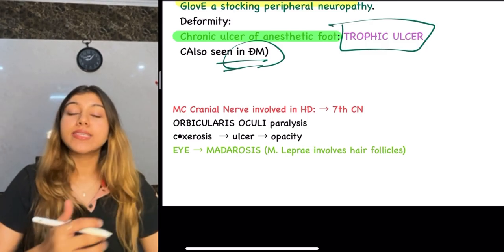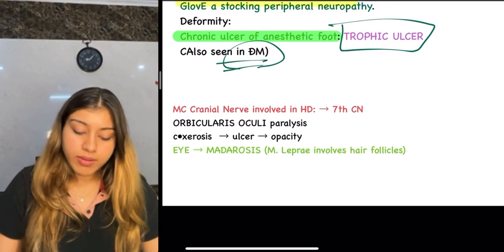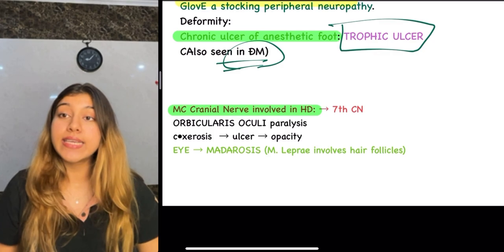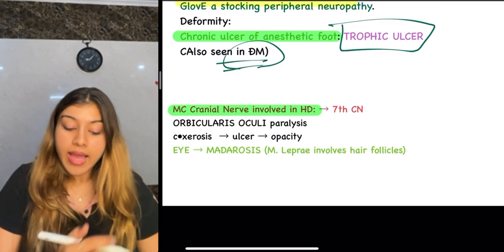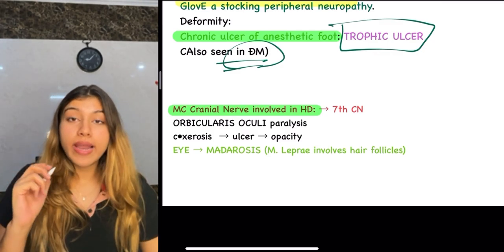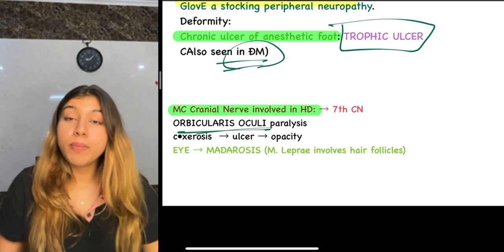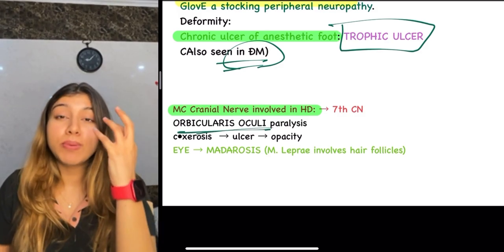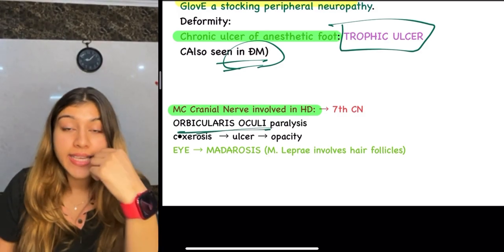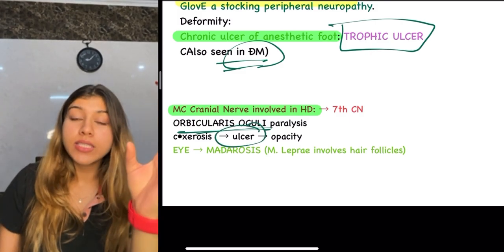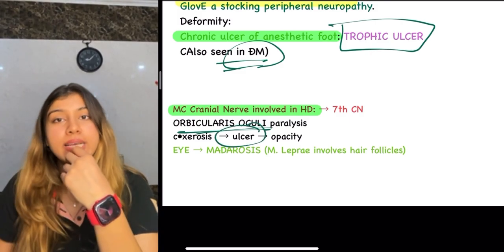Now, guys, what is the most common cranial nerve that is involved in Hansen's disease? That is going to be the 7th cranial nerve. And there will be orbicularis oculi paralysis, because of which there is going to be xerosis, which is basically dryness, which will result in an ulcer, and that ulcer will eventually result in opacity.